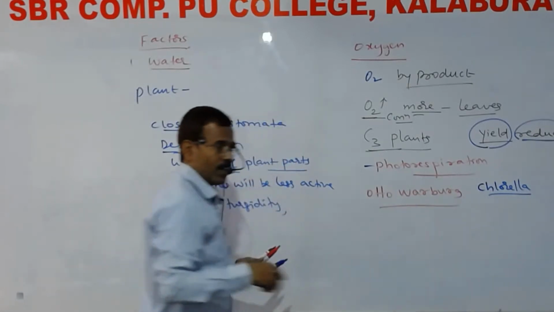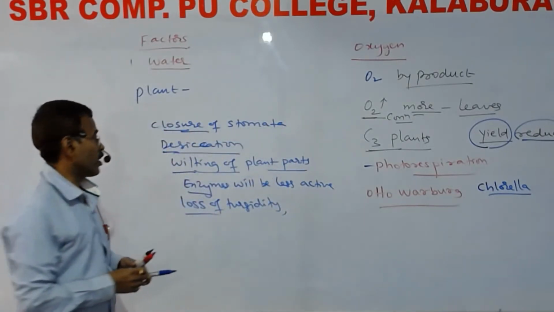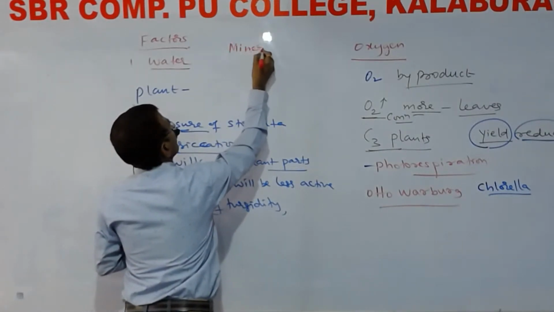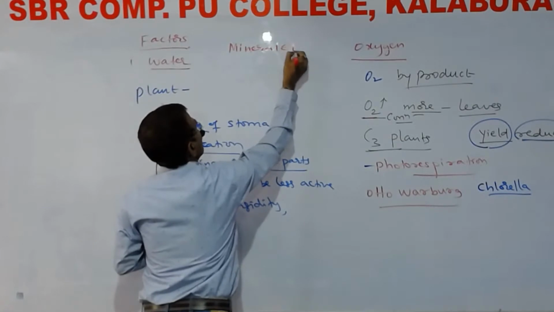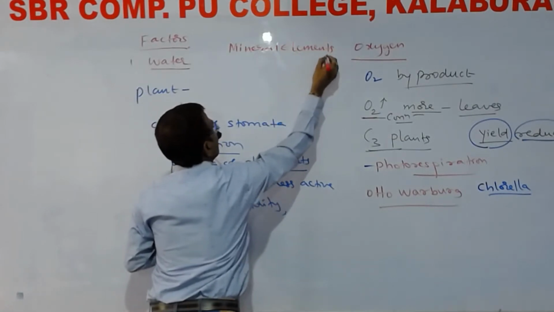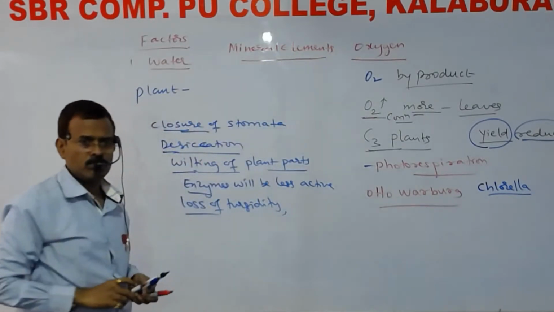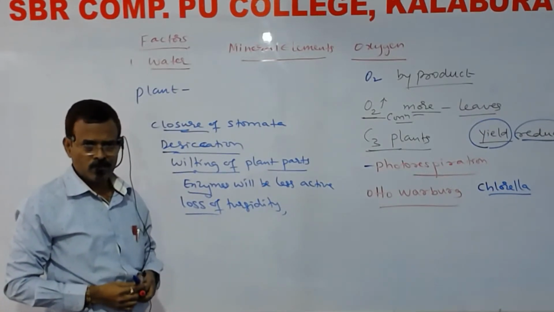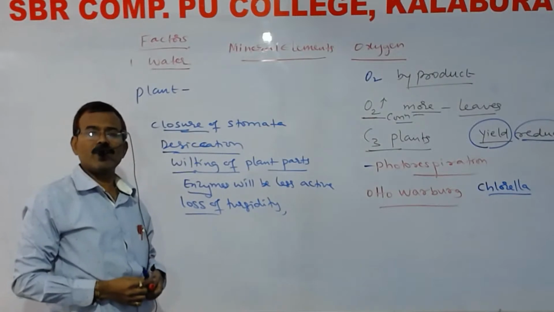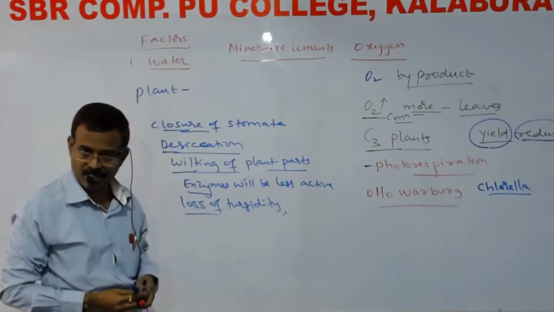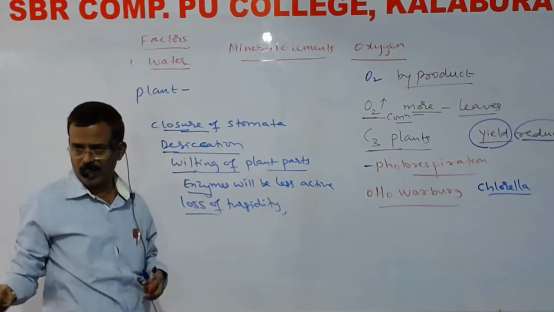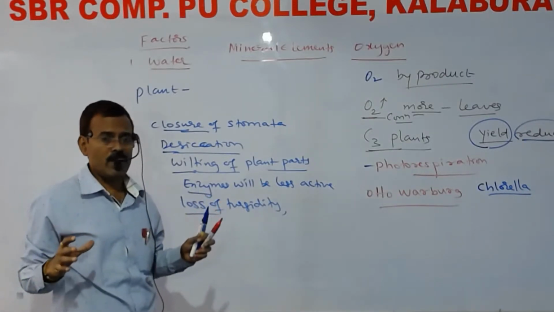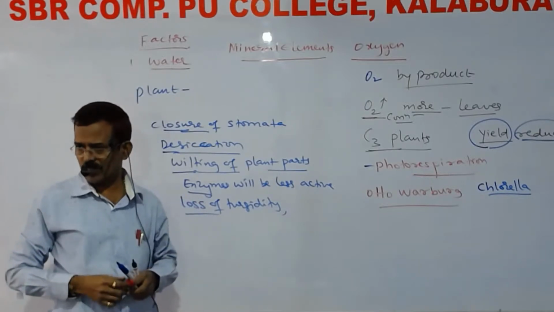Then we have another external factor, that is mineral elements, mineral nutrients. These mineral nutrients are present in the soil. Soil is the reservoir of mineral nutrients. Plants are going to get these mineral elements, macro elements and micro elements, from the soil. Some of the mineral elements play a vital role in photosynthesis.